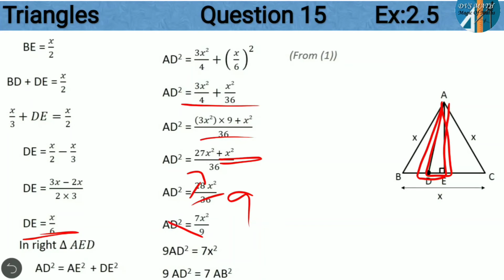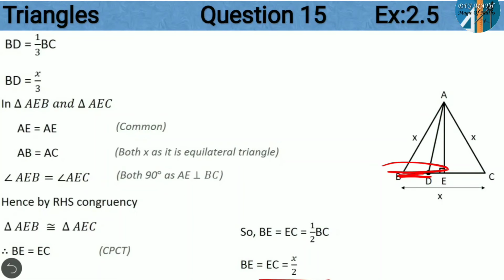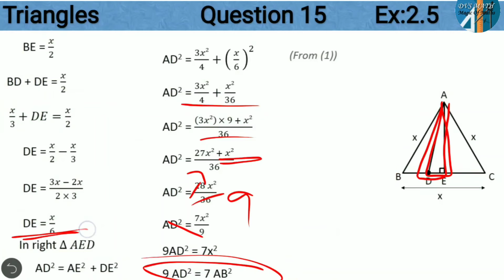So now if you cross multiply, you get 9AD square is equal to 7x square. What is x? We have taken it as AB. So now 9AD square is equal to 7AB square, which is our proof. So here you have to observe the figure and the simple conversion. Here we have converted into x by 2, here x by 3, x by 6.